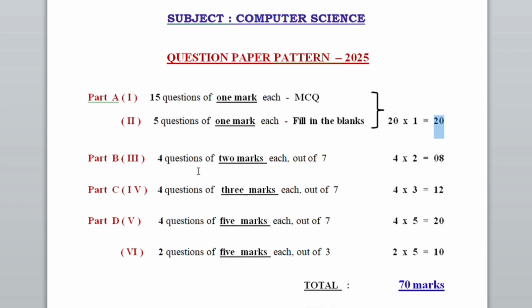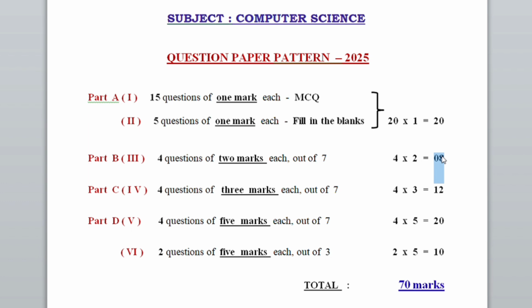Then in Part B, that is the third main, you will have 7 questions, out of which you need to answer 4, and each is for 2 marks. Earlier we used to have 8 questions, now 1 question has been reduced. So you will have 7 questions, out of which you need to answer 4. So it is 8 marks.